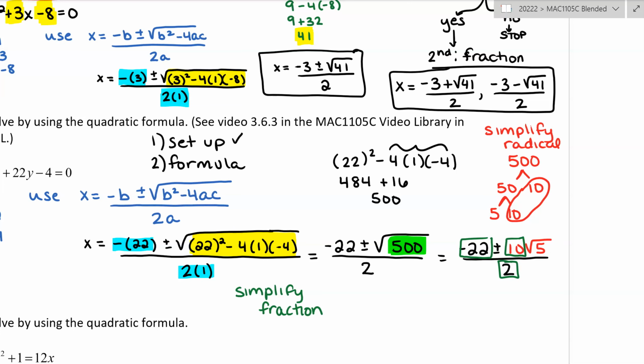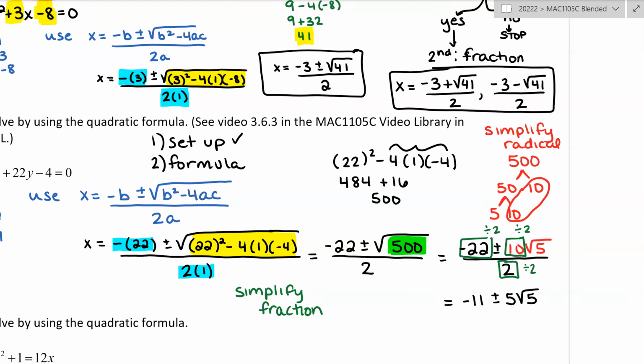The easiest way to do this is to decide if there's one single number which goes into all three of those values, the three green values, and those are all divisible by 2. So that's what I'm going to do to simplify my fraction. I'm going to divide all of those non-radical numbers by 2. So let's see. Negative 22 divided by 2 is negative 11. Plus or minus 10 divided by 2 is 5. Square root 5 stays. And then 2 divided by 2 is 1. Now, generally, we don't write the 1 on bottom.